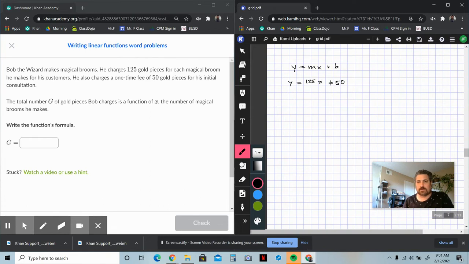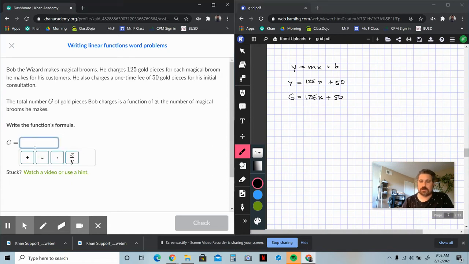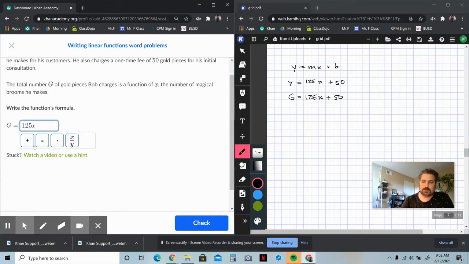So it's going to be y equals 125x plus 50, where g is the y, basically, the amount of gold, and x is the number of magical brooms he wants. So g equals 125x plus 50 is your final equation. 125 times x, 125 gold pieces for every broom. And then it starts at a 50 gold piece consultation fee. So that's your equation.